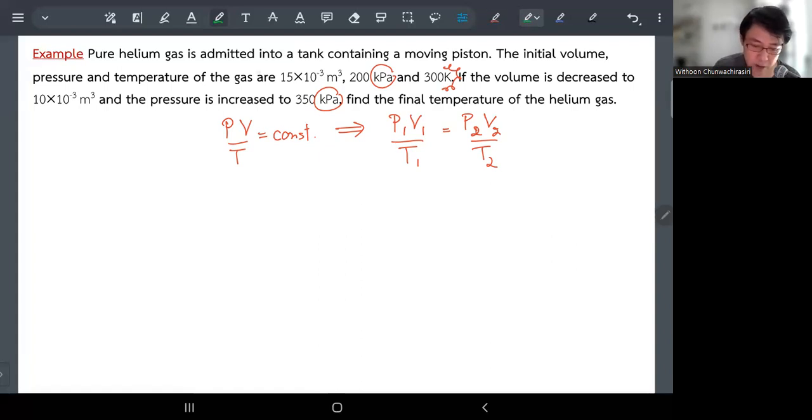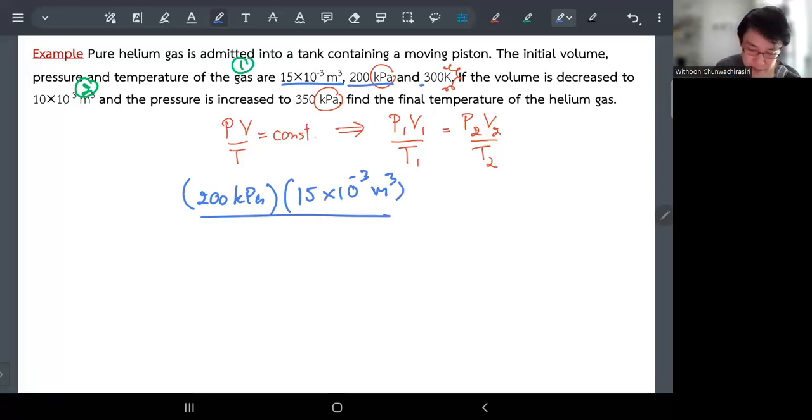So let me call whatever is going on first to be my first condition. And after the change, that is going to be our second condition. Then all you need to do is just plug in the numbers. The pressure initially is 200 kilopascal. That's P1. V1, the volume originally, is 15 times 10 to the negative 3 cubic meter, divided by temperature, which is already given in Kelvin. Perfect. Done on the left side.